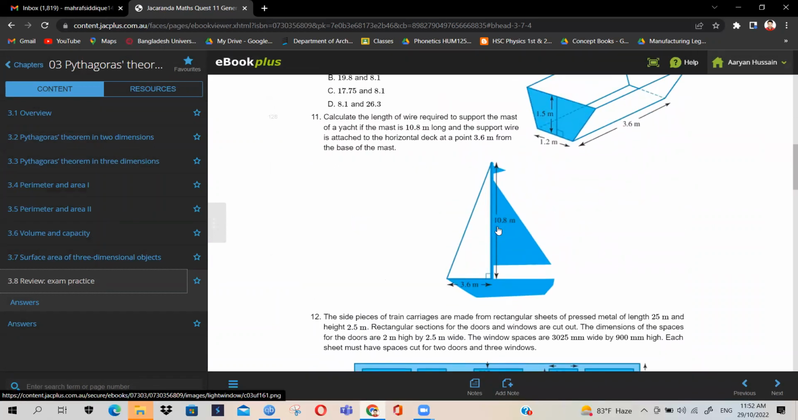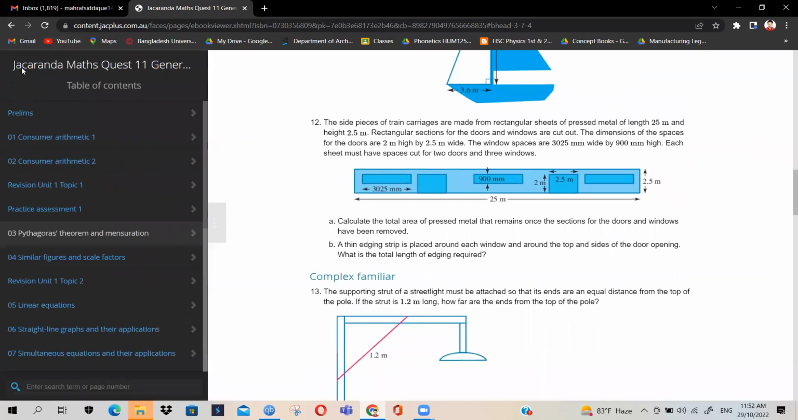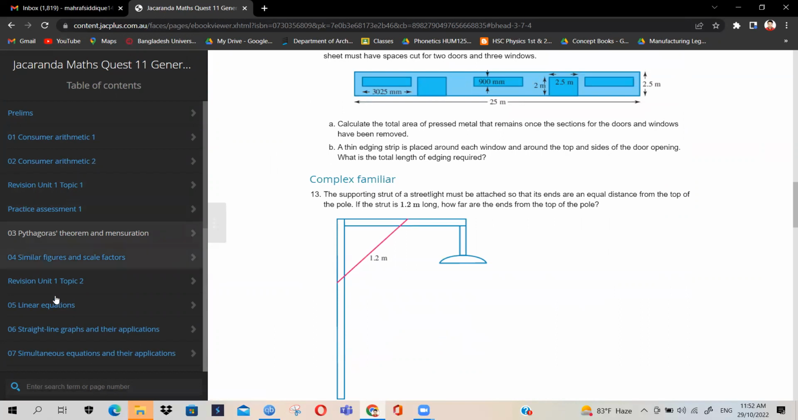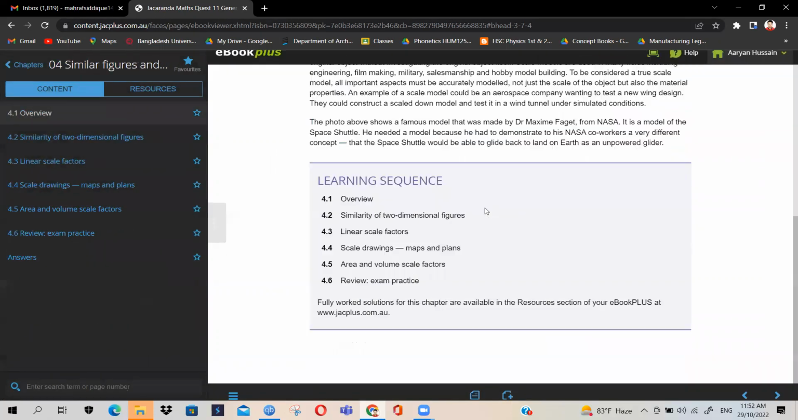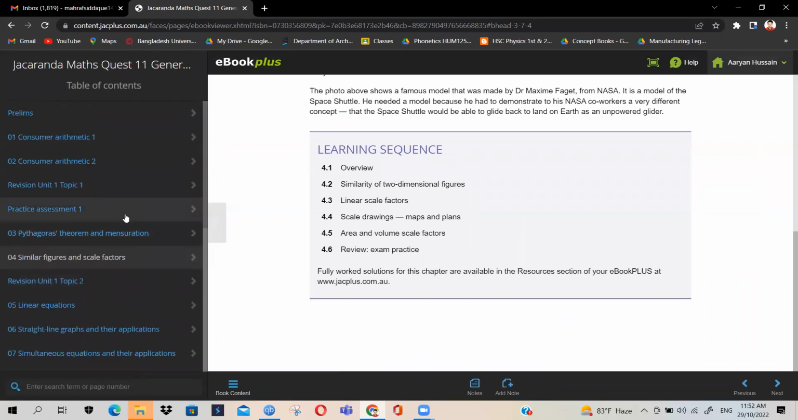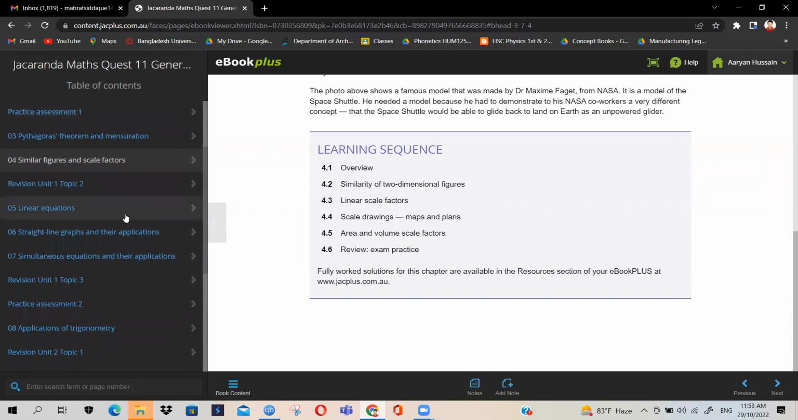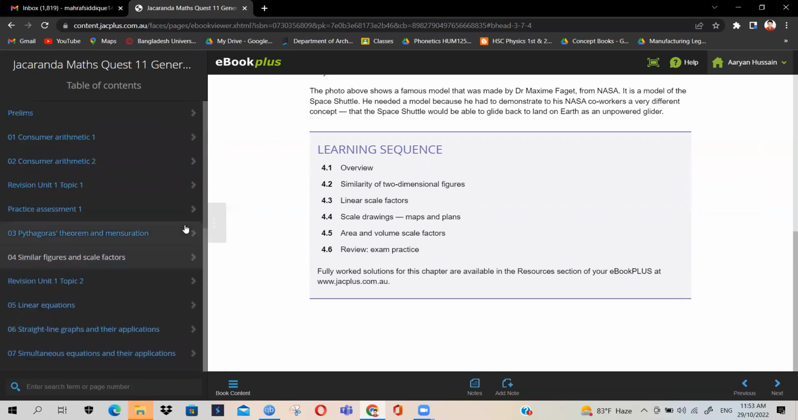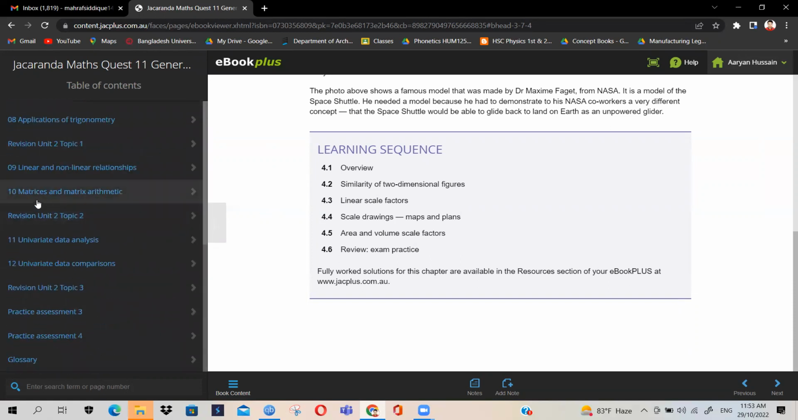The chapter is really fast, so you have to practice it. The previous chapter, consumer arithmetic, was very easy. These ones are easy too. I think we should particularly focus on the difficult topics, because all of them will be taught in your school as well. Your homeworks are already given, and I have talked about them in class. Just let me know what chapter we should start next. It could be from elementary maths, general maths, or specialist maths.